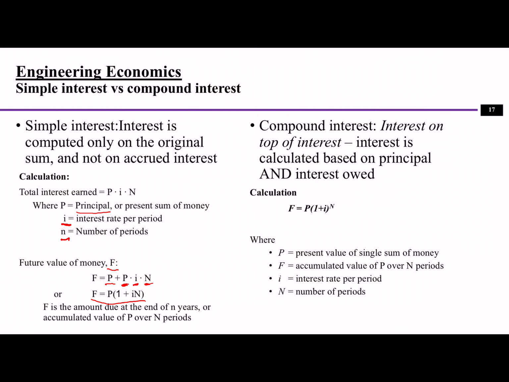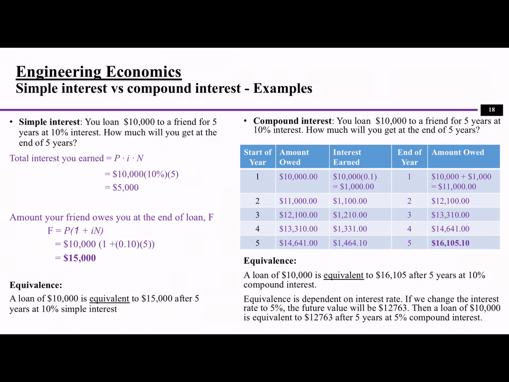Well, compared to simple interest, there's also another type of interest which is called compound interest. So compound interest means it's interest on top of interest, right? So interest is calculated based on the principal and the interest owed from prior periods, right? And the calculation can be this equation. So F is future value, and P is the present value, and I is interest rate per period. And N will be the number of periods. So this is the compound interest. Now let's use two examples to demonstrate that.